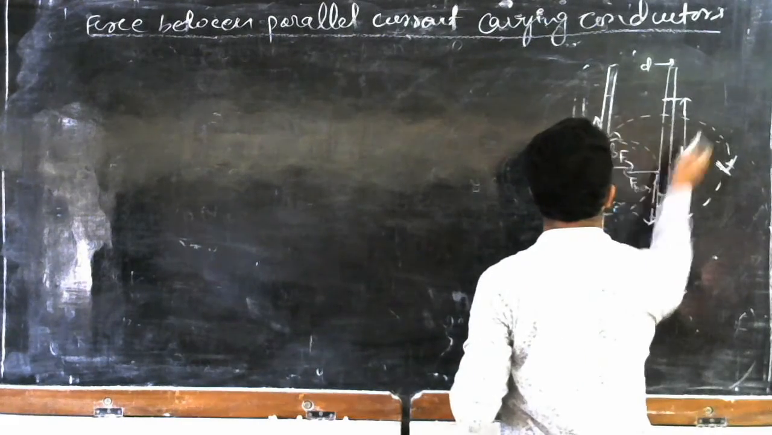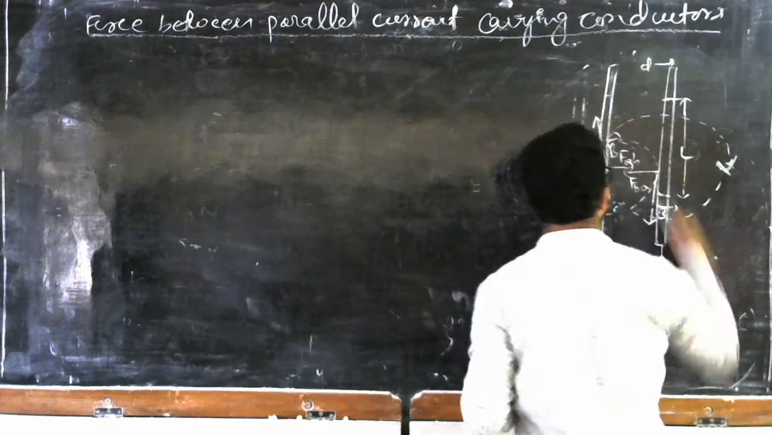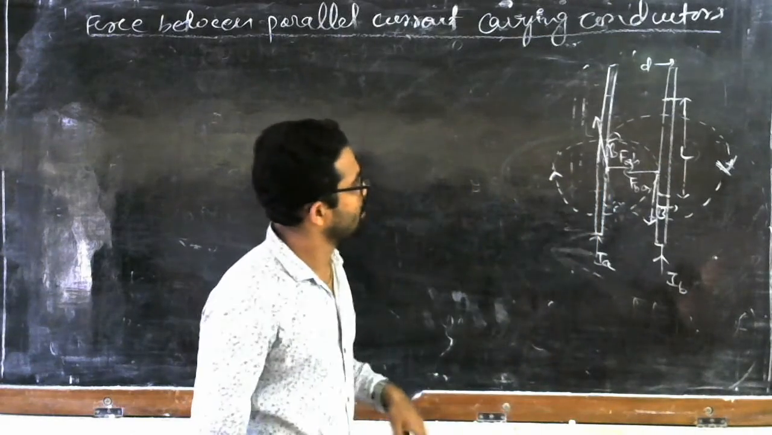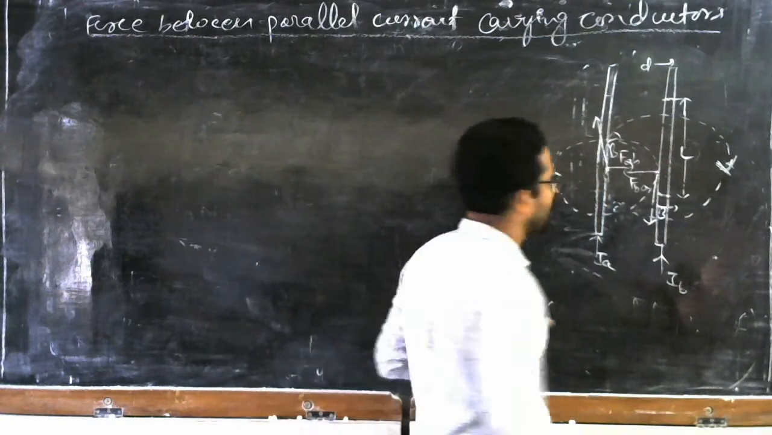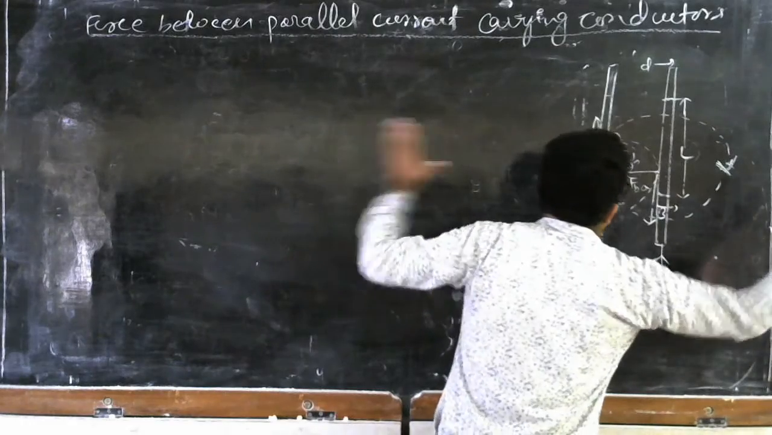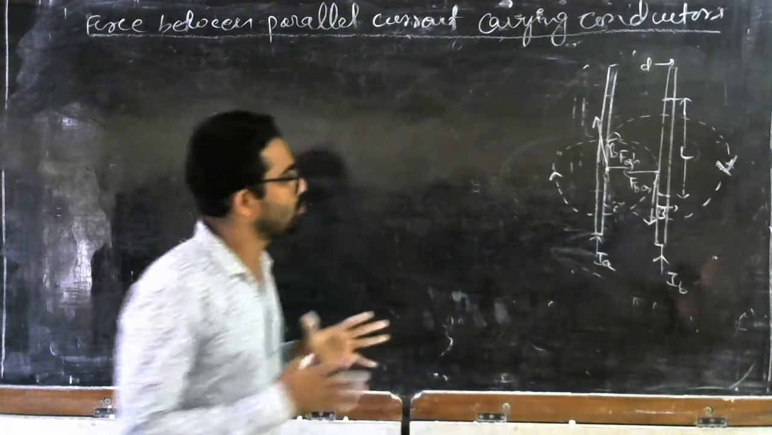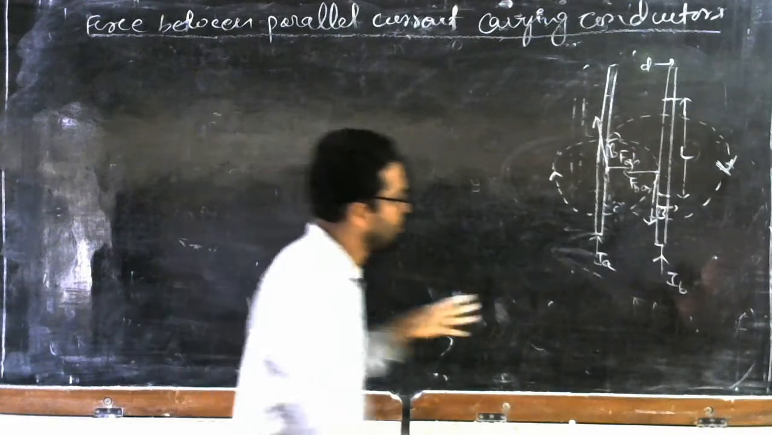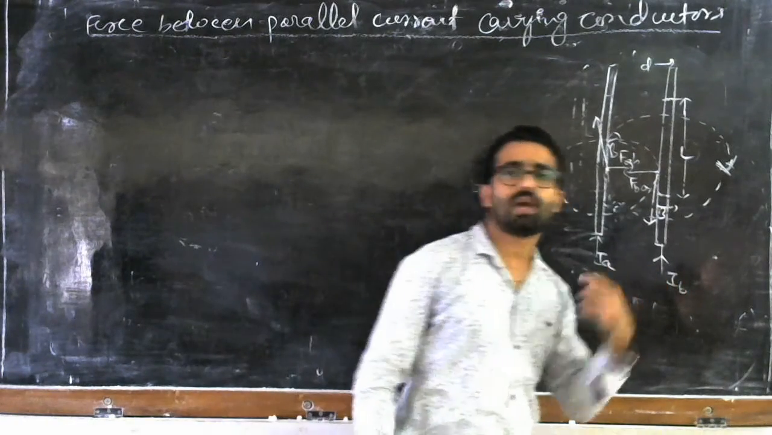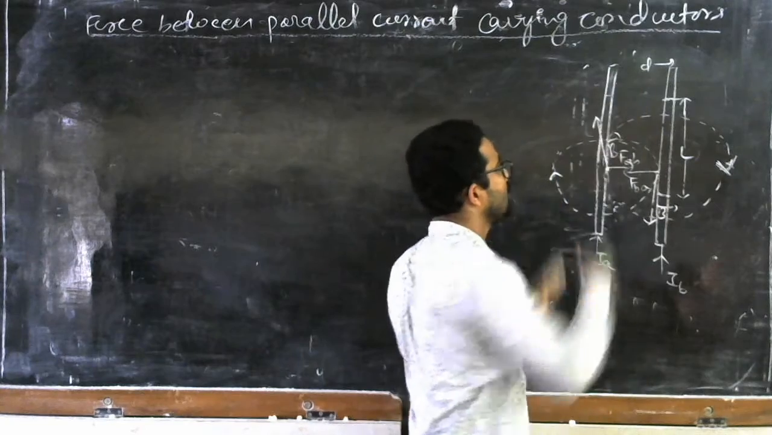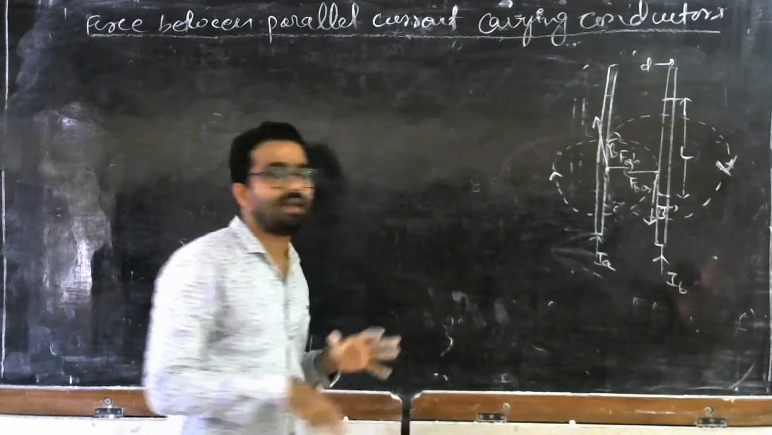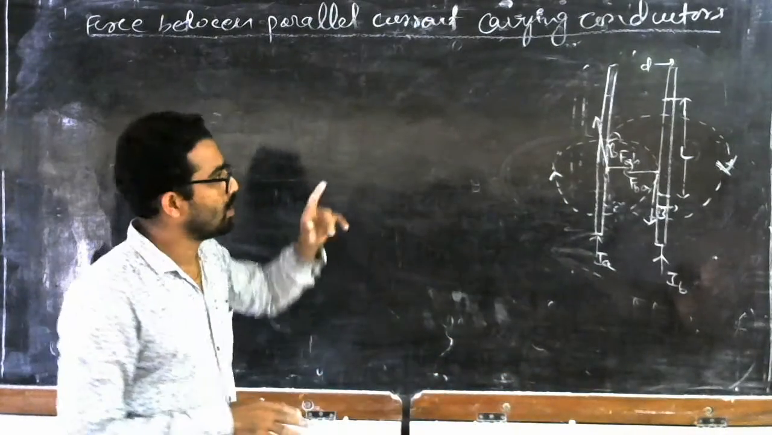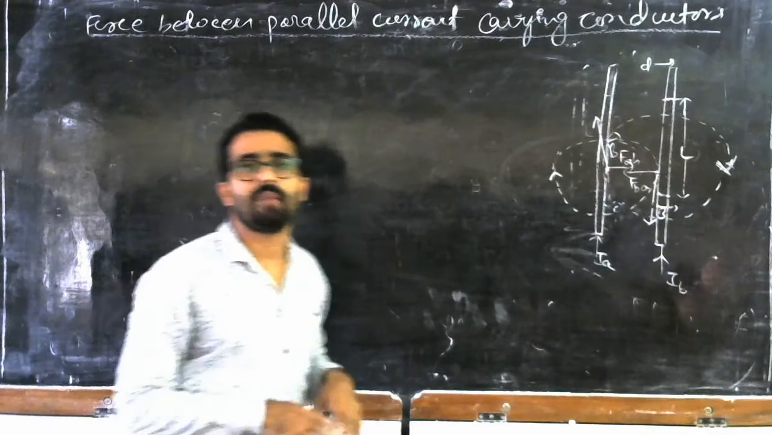So this is the force on A due to B. Look at the directions of F. They are directed towards each other. That means these two forces are attracting each other. So from this, what you can understand is that if two currents are flowing in the same direction, then there is an attractive force between these two conductors because of the magnetic fields.